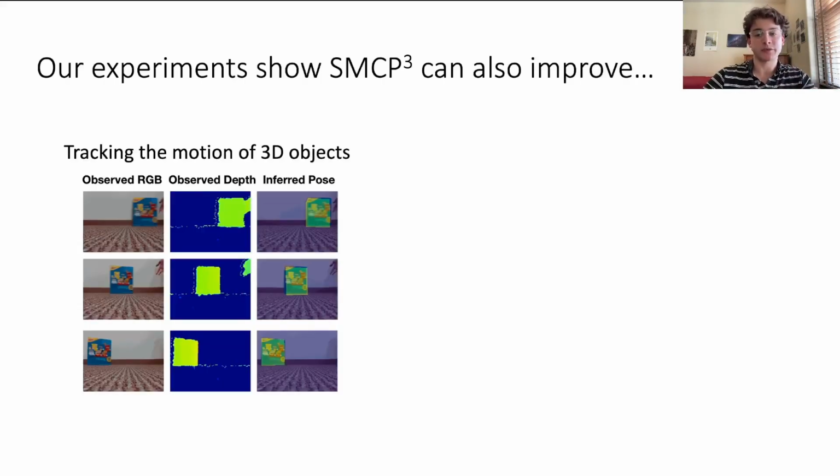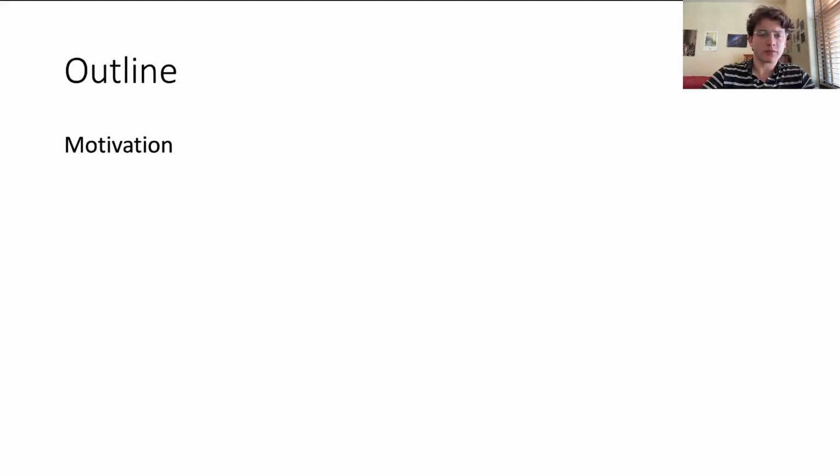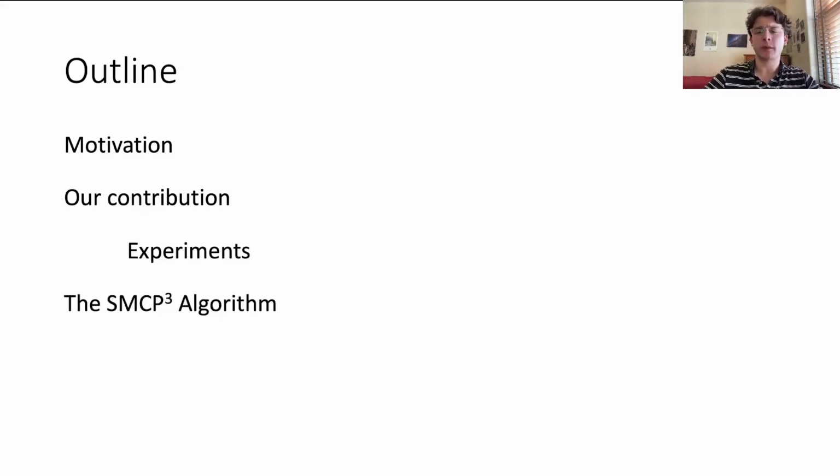which SMCP3 is used to improve inference for tracking 3D objects from video data, and for clustering datasets being streamed in online. But first, I want to explain what caused that SMC algorithm I just showed to fail, to motivate the need for SMCP3. Then I'll explain our contribution and how SMCP3 can fix that inference problem, and show our experiments with SMCP3. I'll conclude with some of the more technical details of the SMCP3 algorithm.